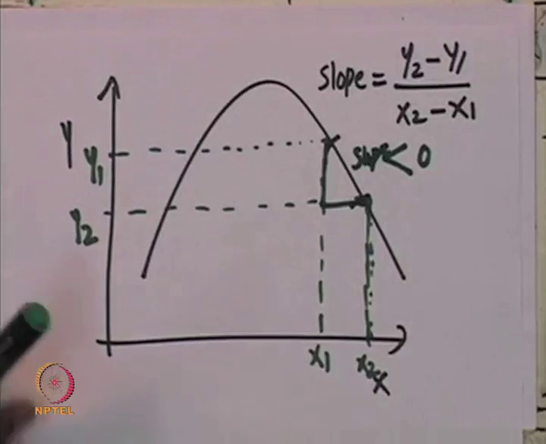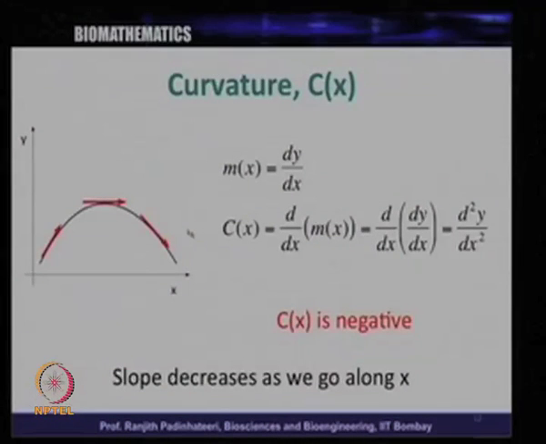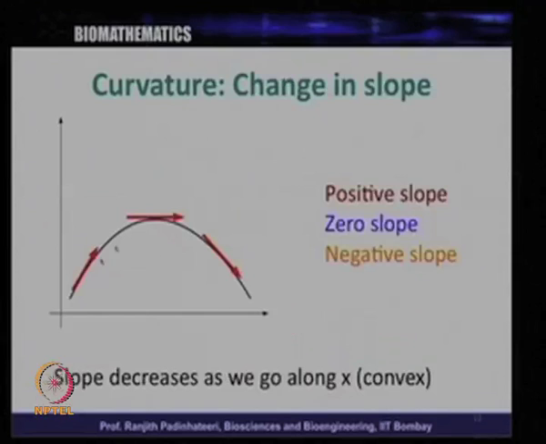So, we saw 3 cases. Let us look here. In the first, you saw that the slope was positive. At the maximum, the slope was 0. That means, even if you change x, the y was not really changing. In the first case, x was increasing, y was also increasing. Here, x was increasing, but y was decreasing. So, the slope was negative.